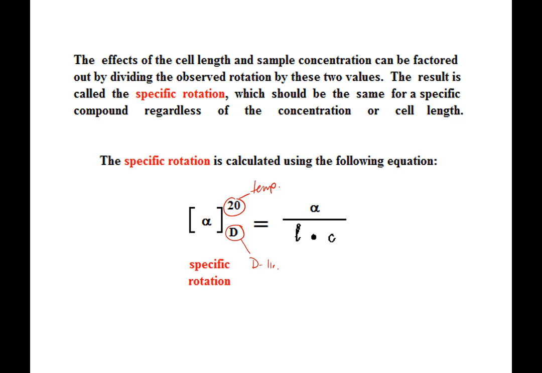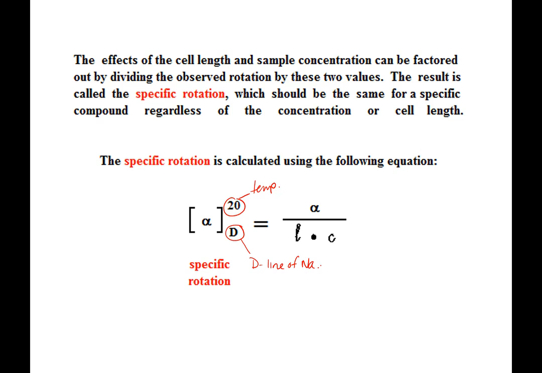Basically, if you have a sodium vapor lamp, which you might, that's not very common. It used to be more common because it used to be that street lights were sodium vapor lamps. They gave off kind of an orange glow. That's the very specific wavelength of light due to the sodium. So you have to use a particular wavelength of light, and you've got to make the measurement at 20 degrees.